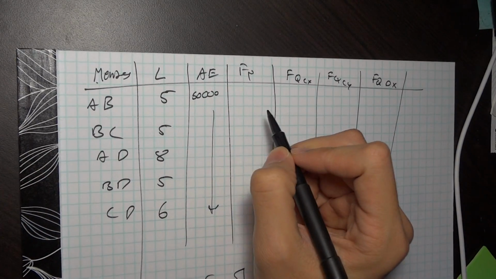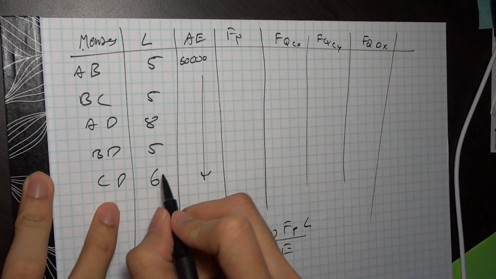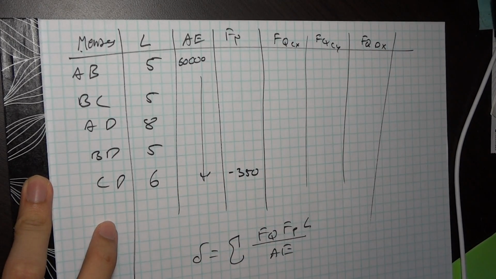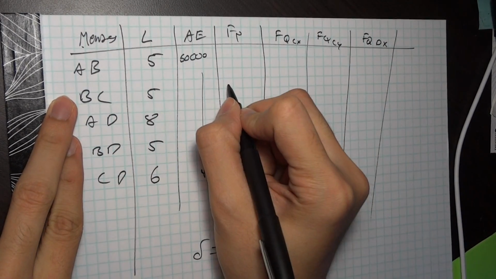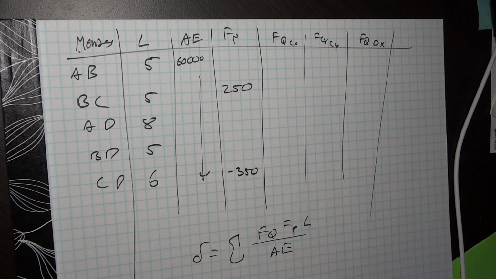I didn't give you guys the forces for all the members, but the 2 members that we do have are FCD equals negative 350, and up here we have FBC equals 250. So those are the things that we know so far.